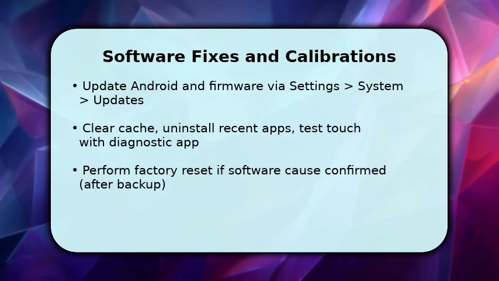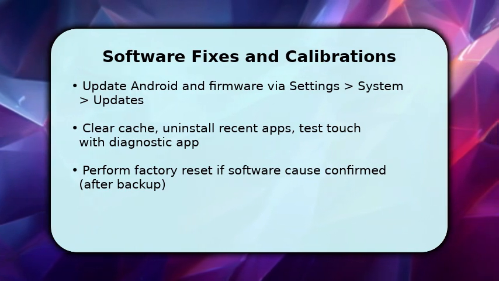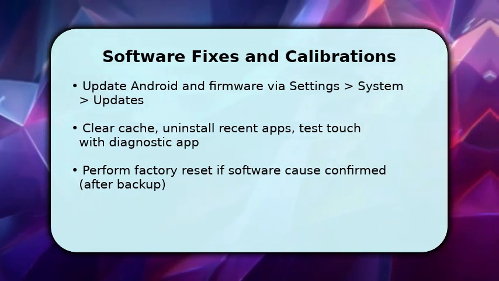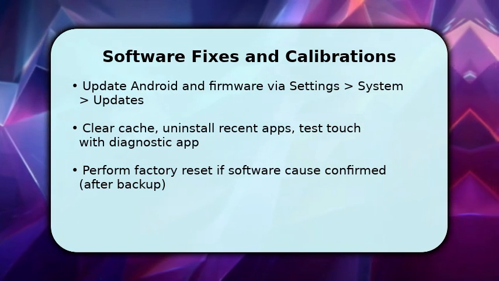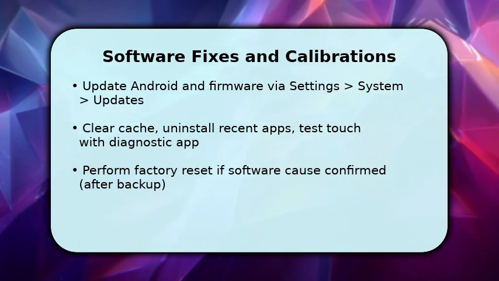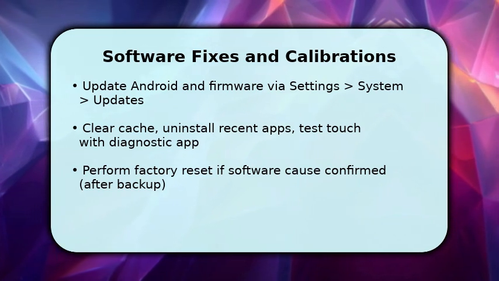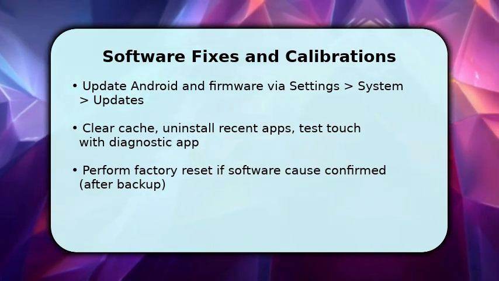You now tackle software culprits. Start by updating Android and firmware from settings so known bugs are patched. Make sure Wi-Fi or mobile data is stable during download. Clear the system cache partition if available or uninstall recently added apps that coincide with the fault, then install a touch diagnostic app to map erroneous touch points.